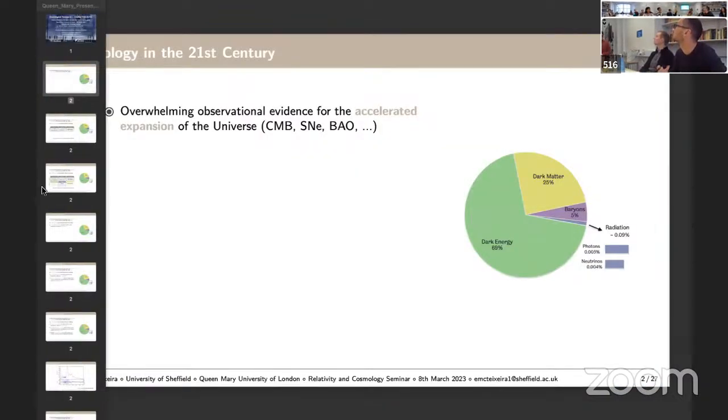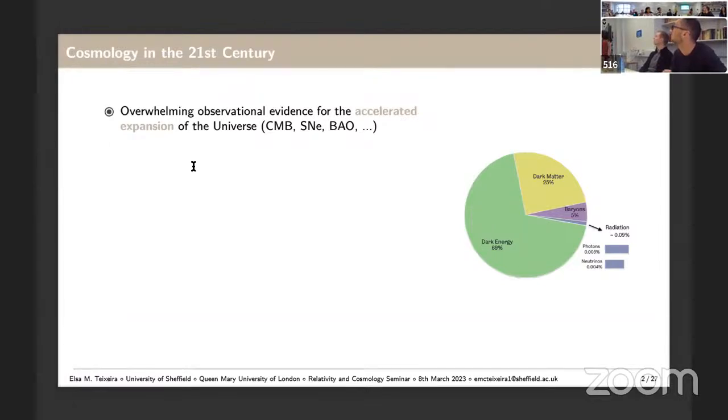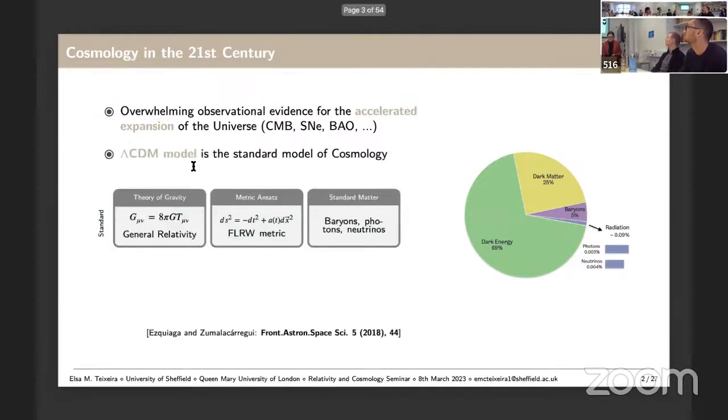So just to give some context, at the moment we have our standard model of cosmology, which is the lambda CDM model that we all know, that assumes this kind of distribution. I'll explain very shortly. And the idea is that we found this overwhelming evidence for the accelerated expansion of the universe, first from supernovae alone, and now this evidence has come from other sources, so it's quite a robust result.